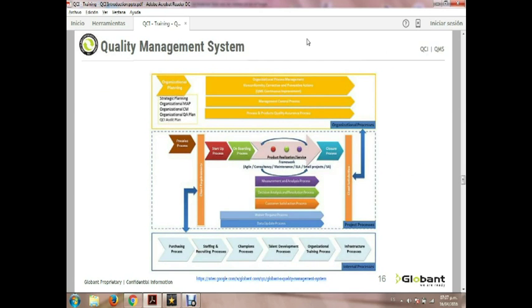Now, let's see in more detail the Globant Quality Management System. Let's start with the context of organizational processes that involve different areas to ensure the full satisfaction of the client. As seen in the picture, the framework has three distinct parts.